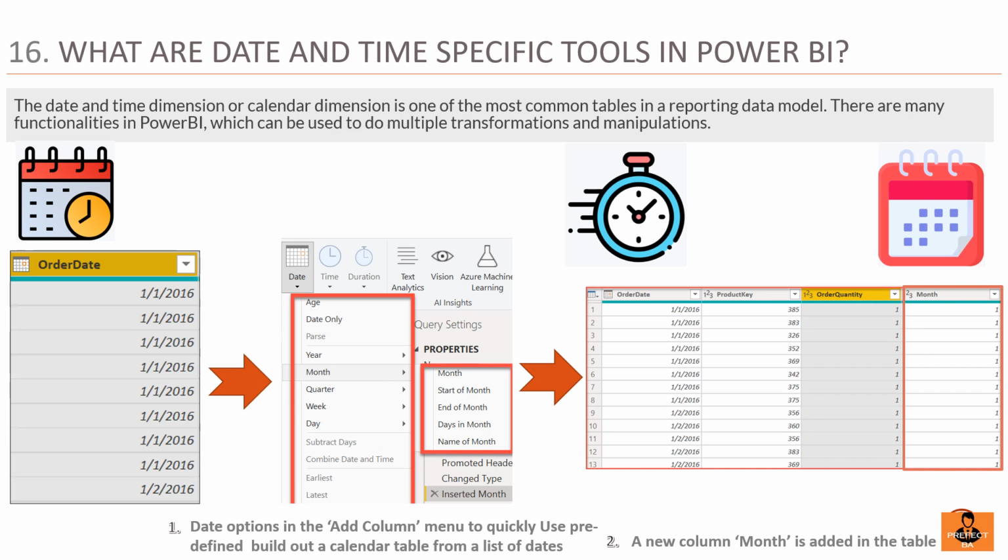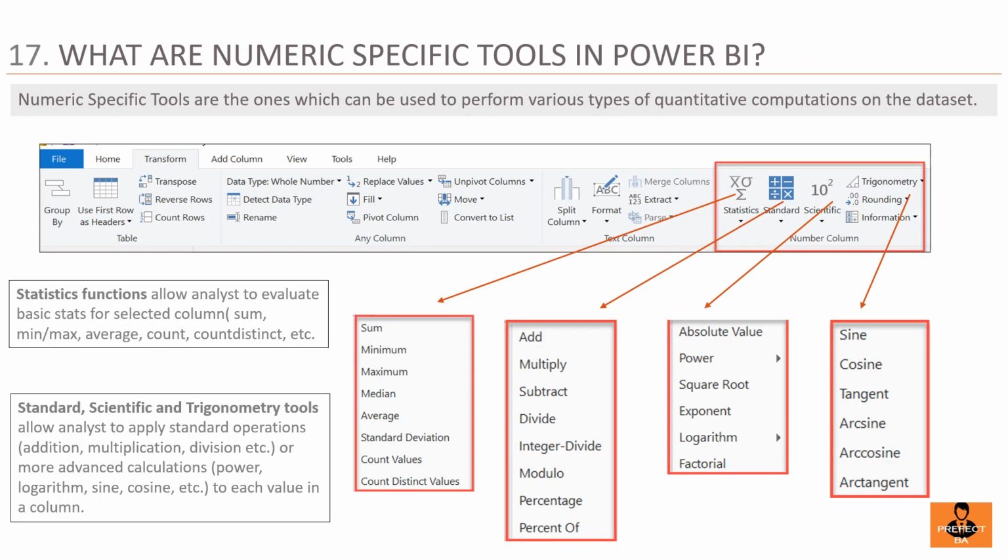Similarly, if you have Date and Time column, that's the order date, together like 25th October 1995 2 p.m., then you can have separate columns for date and time by applying date only and then time only on the order date column. Question number 17. What are numeric specific tools in Power BI?